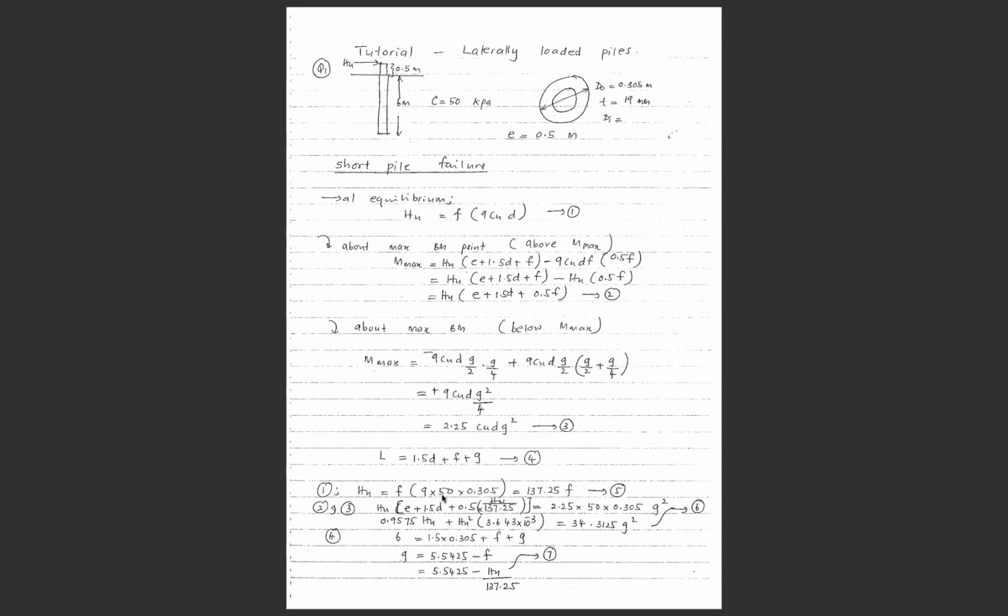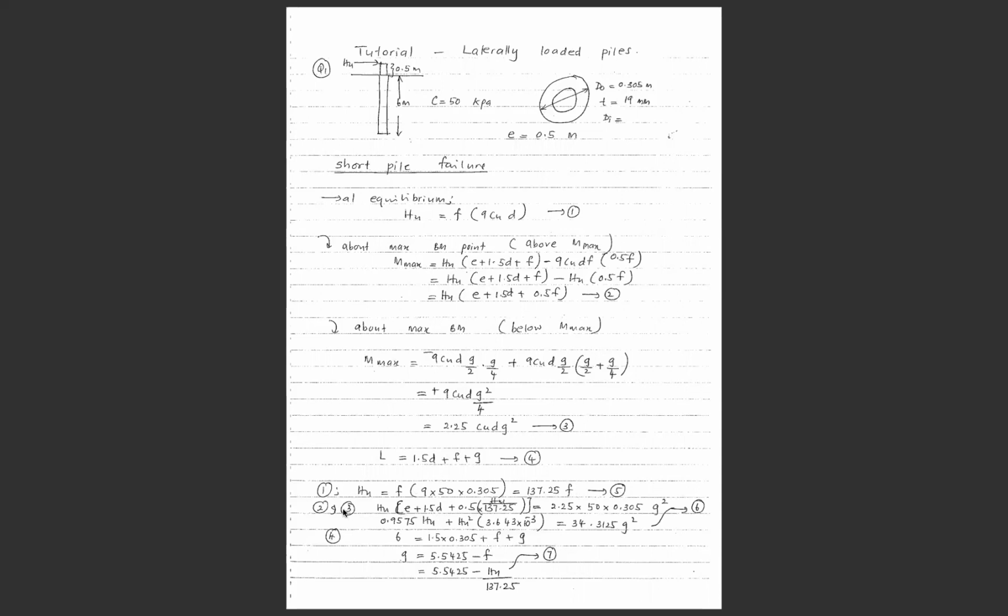If we substitute the known values back into equation number 1, because here HU is equivalent to F and known multiplied by 9, CU is given as 50 and D is given as 0.305, we end up with a new equation with only 2 unknown values, which are HU and F. That's what we got here in equation number 5: HU is equivalent to 137.25 F.